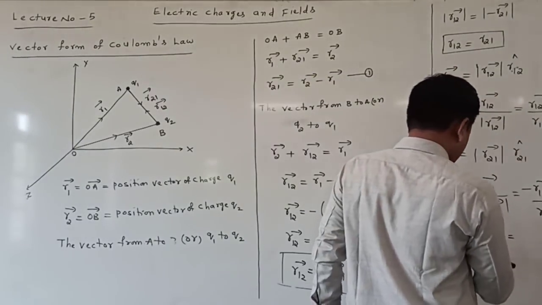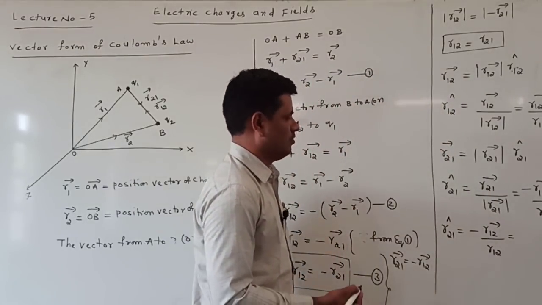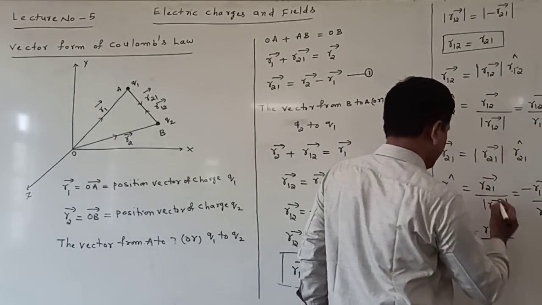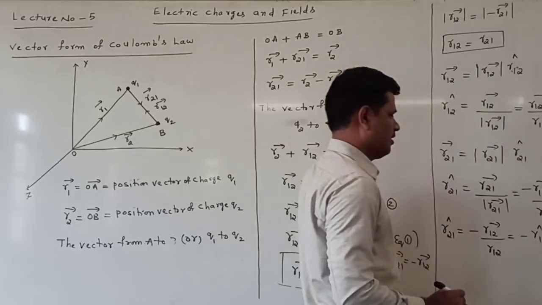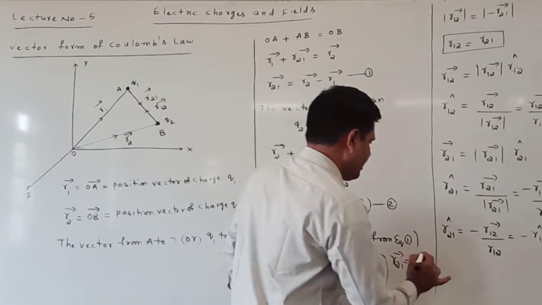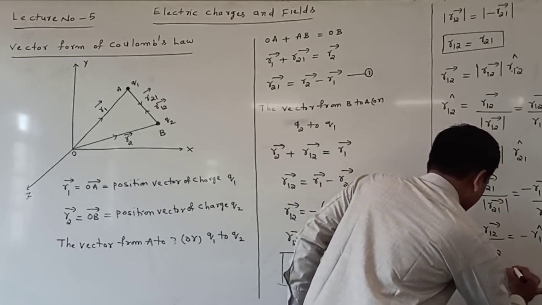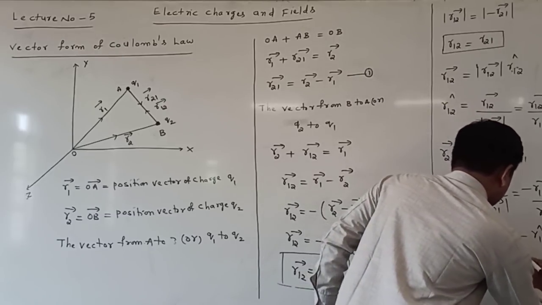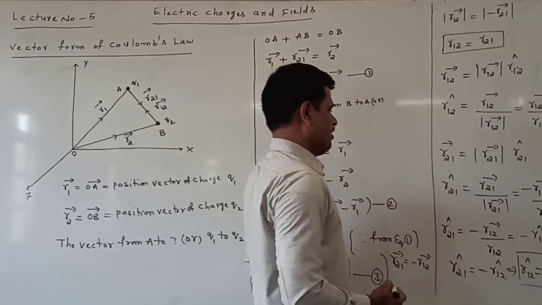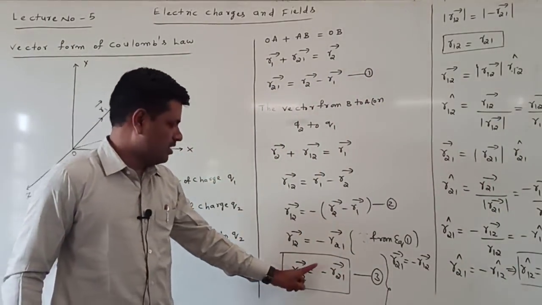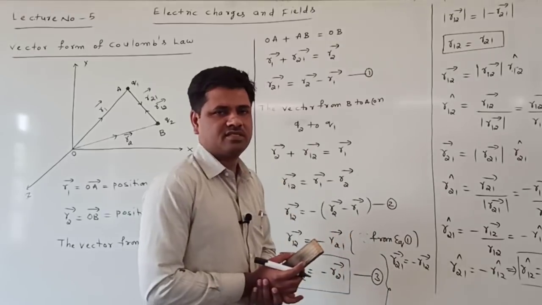So what we are getting here: r12 bar by r12 can be written, as usual, as minus r12 cap. From this we get r21 cap is equal to minus of r12 cap, or we can write r12 cap is equal to minus of r21 cap. Right, see there. Now r12 bar is equal to minus r21 bar, and r12 cap is equal to minus r21 cap.